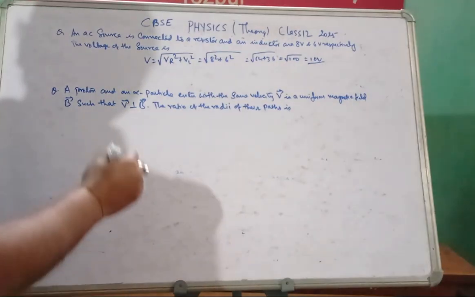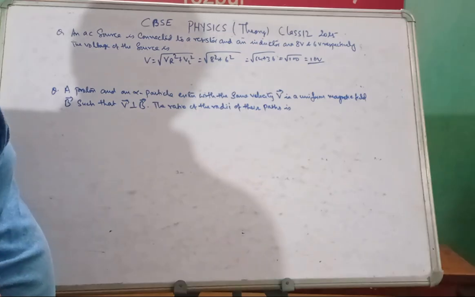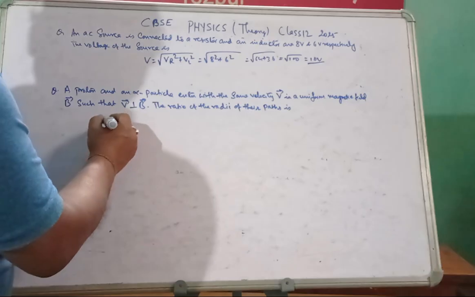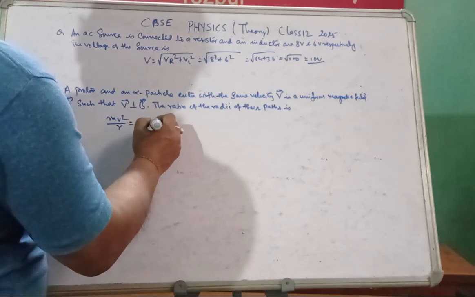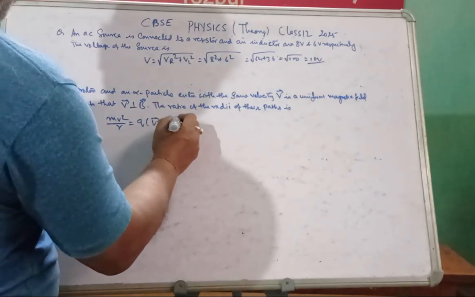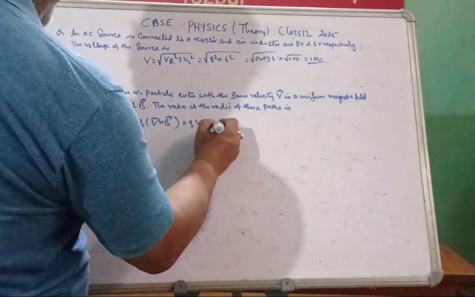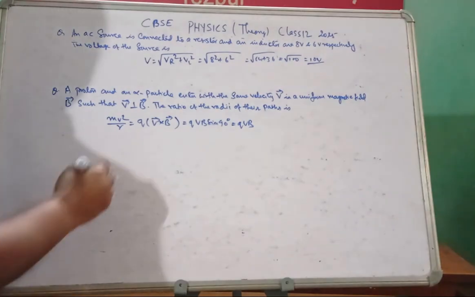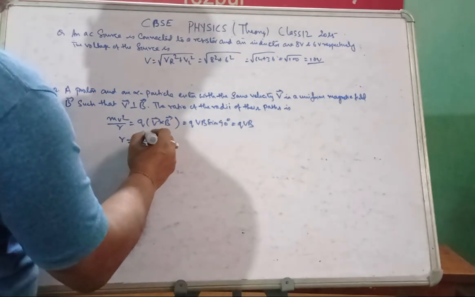Now here a proton and an alpha particle enter with the same velocity v in a uniform magnetic field B such that v is perpendicular to B. The ratio of the radii of their path is? Here the centripetal force, mv square by r, is equal to qv cross B. Since v and B are perpendicular, this will be qvB sine 90 degree, which comes out to be qvB. So here your r will be equal to mv by qB.